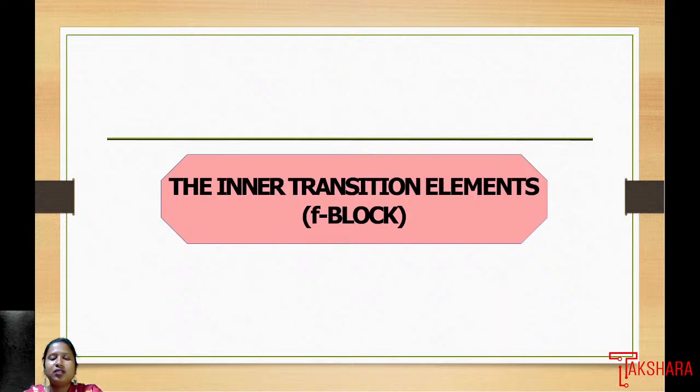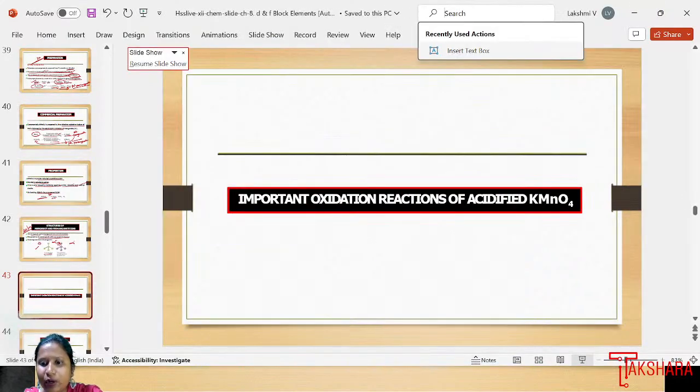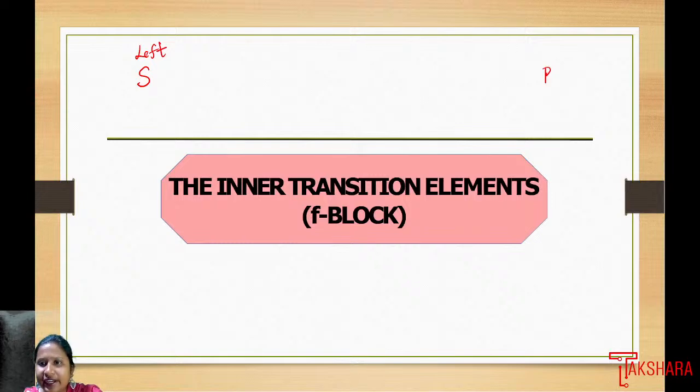So the inner transition elements. Up to that point, the transition elements. Next we have inner transition elements. So in the periodic table, S block elements are present on the left side of the periodic table and P block elements are present on the right side of the periodic table. Correct? So on the right side P block elements are present. Correct, no?